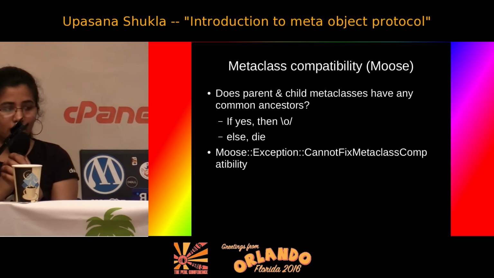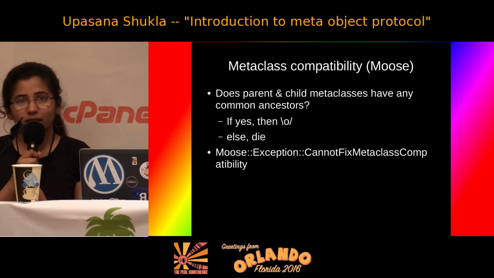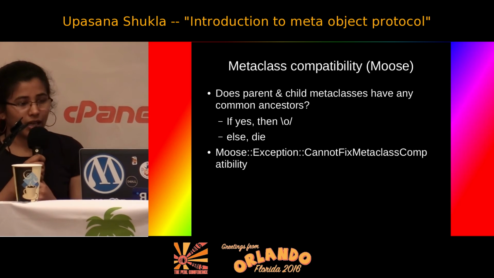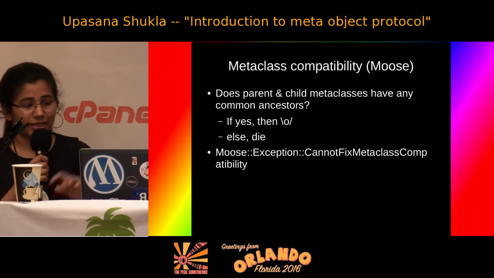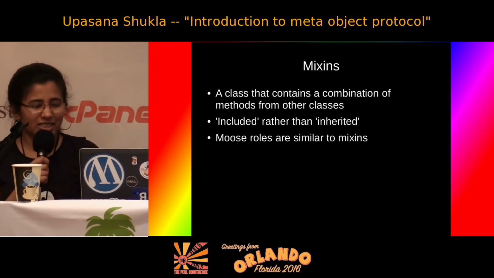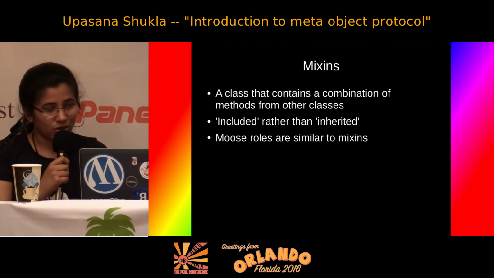Moose just checks whether child metaclasses and parent metaclasses have any common ancestors. If they have, then it's all good. If they don't have, then it dies with this exception. If you want to know more about metaclass incompatibility, go through the code, just grep for this exception in Moose, and you'll understand more.